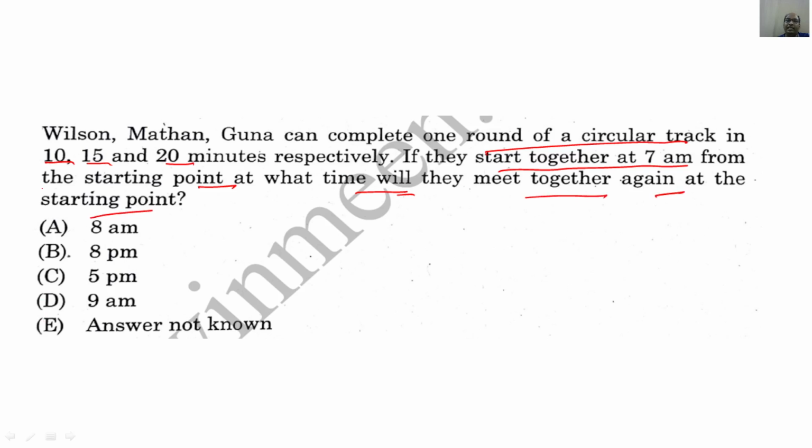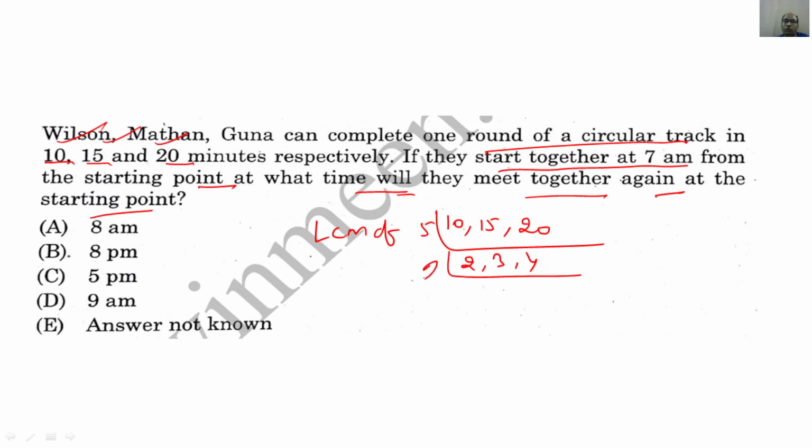See, their times are already given, how much time they used to take: 10 minutes, 15 minutes and 20 minutes. So when they will be meeting together, that point will come after finding the LCM of 10, 15 and 20. When we find the LCM, it is 5, 2, 3, 4. All are individual numbers 2, 3, 4. Further it will not be getting, oh sorry, with 2 also we can do it. Yes, 2, 1, 3 and 2.